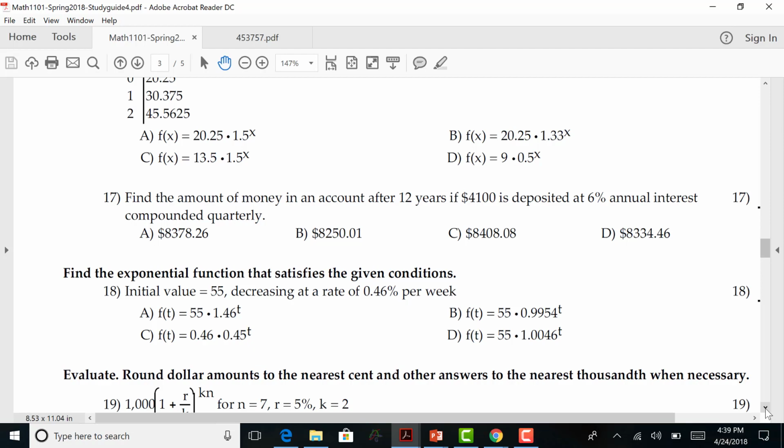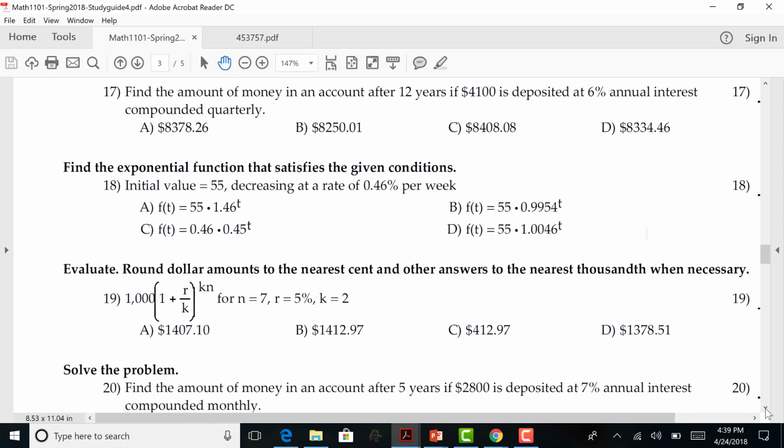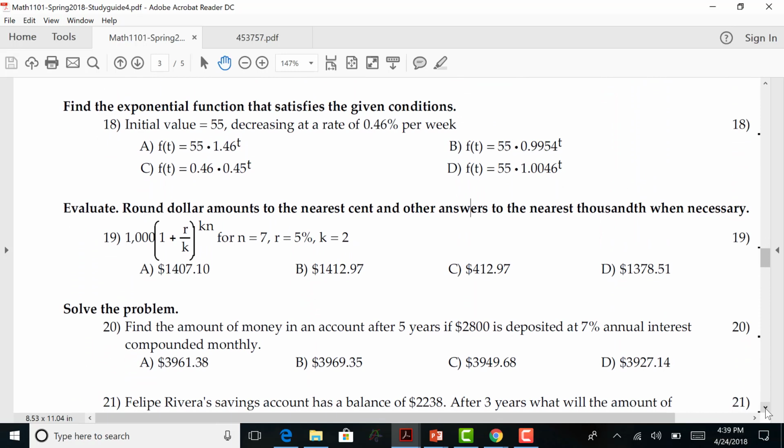Questions? So I'm putting 55, parentheses, right? Yes. 1 minus 0.0046, then parentheses again. Yes. Can I hit enter? Well, they didn't ask us to plug anything in. They just wanted you to find the equation. They just wanted you to write the equation. So that's the equation.